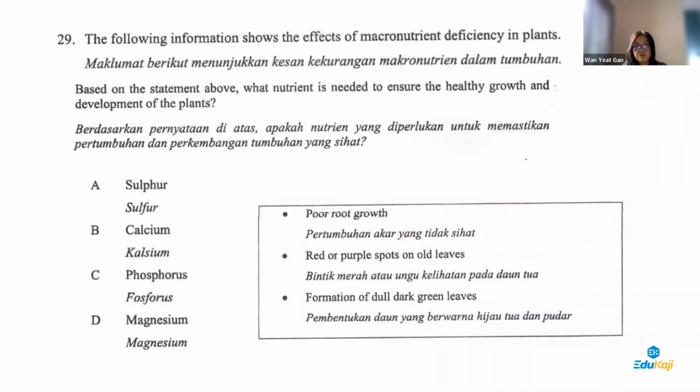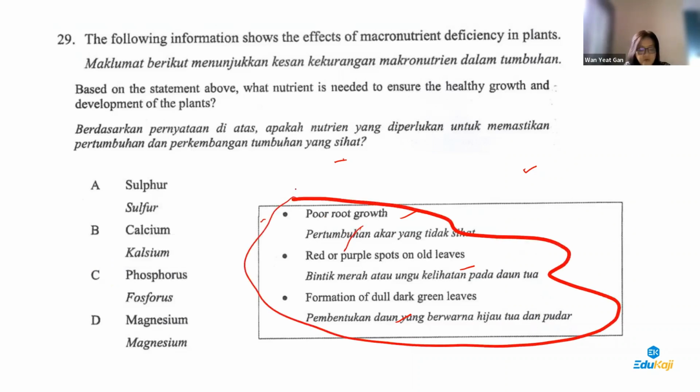The following information shows the effects of macronutrient deficiency. So there is poor growth, poor root growth, formation of purple spots on the leaf, and dull and dark green leaves. So the condition shows that it is lacking in phosphorus. Phosphorus is the macronutrient that, if it is insufficient, will cause this condition. All these conditions are caused by lack of phosphorus.